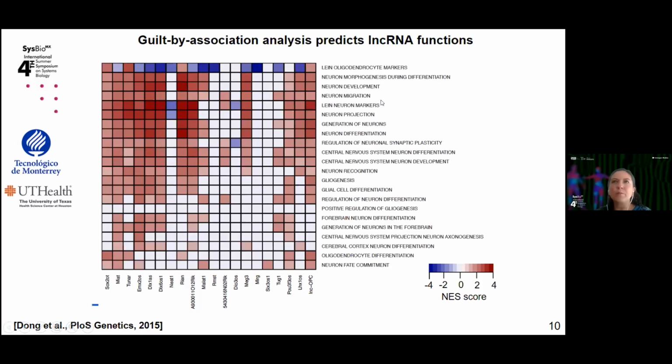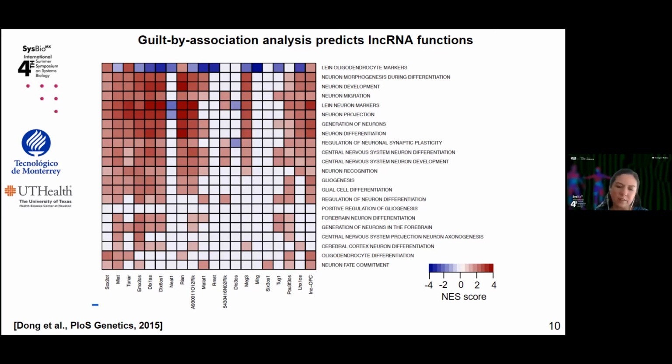So the challenging part about studying lncRNAs is that the majority of them are unknown. Their functions are not known. They have not been studied before. So the only bioinformatic method that we have, or one of the most common ones, is guilt by association. Through guilt by association, we are able to predict the function of lncRNAs.